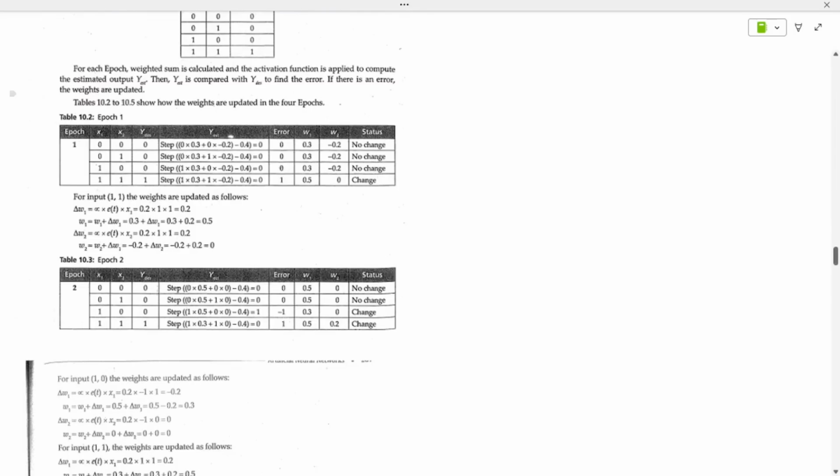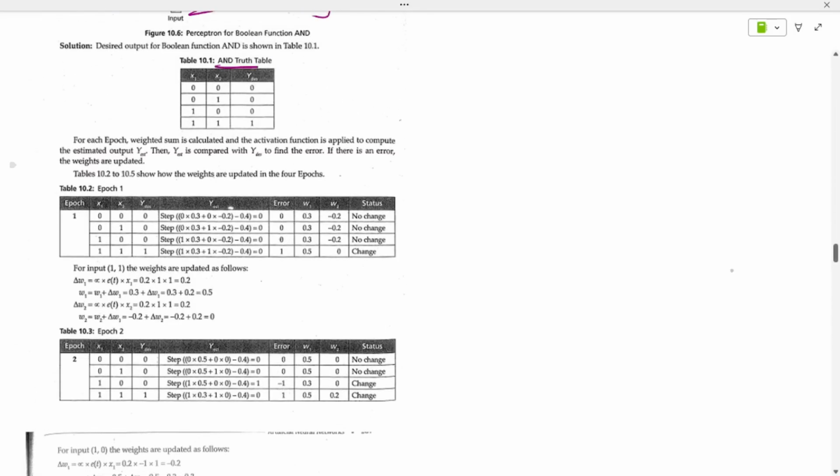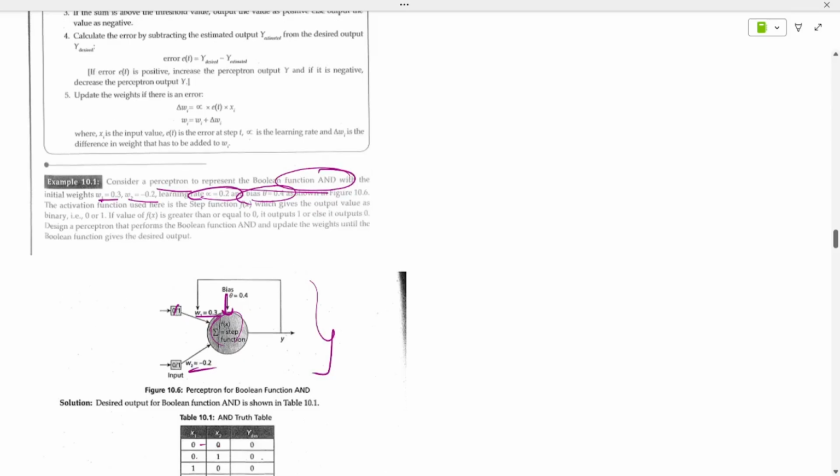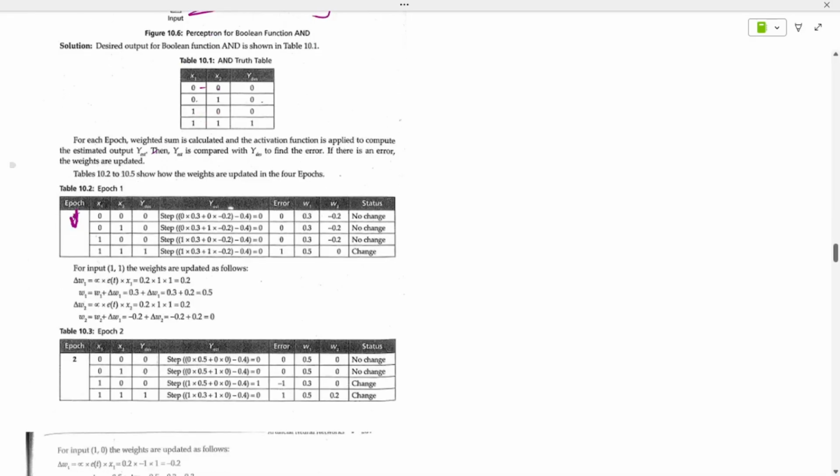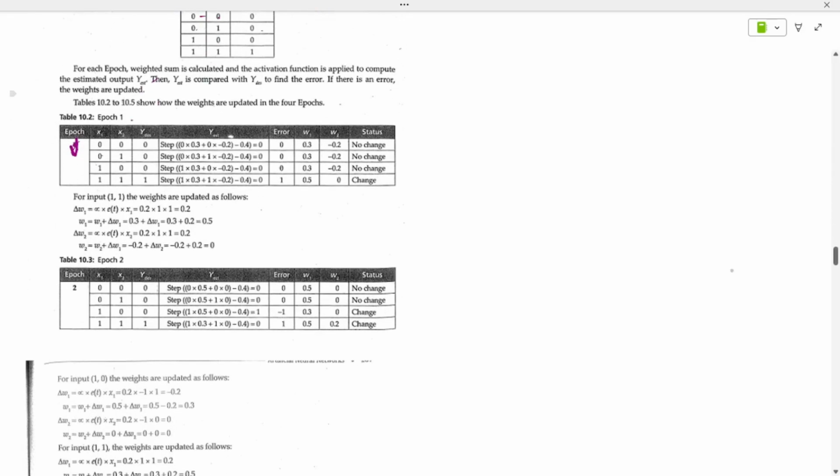You will write the AND table first. Okay, this is one of the easiest. AND truth table: 0 and 0 will be 0, 0 and 1 is 0, 1 and 0 is 0, and only when it is 1 and 1 the output is 1, that is in the AND table. That you have to remember. And next, in this, epoch will be there. Now you will be considering some epoch function, and you will be applying. First you will be writing the AND table and the AND table output, so that is the desired output.